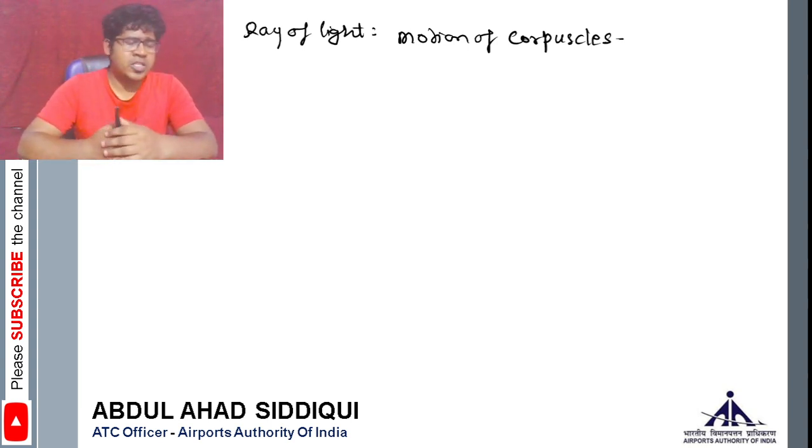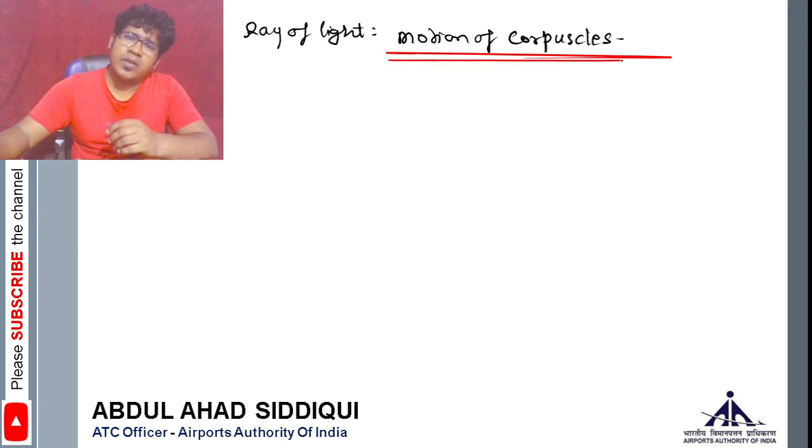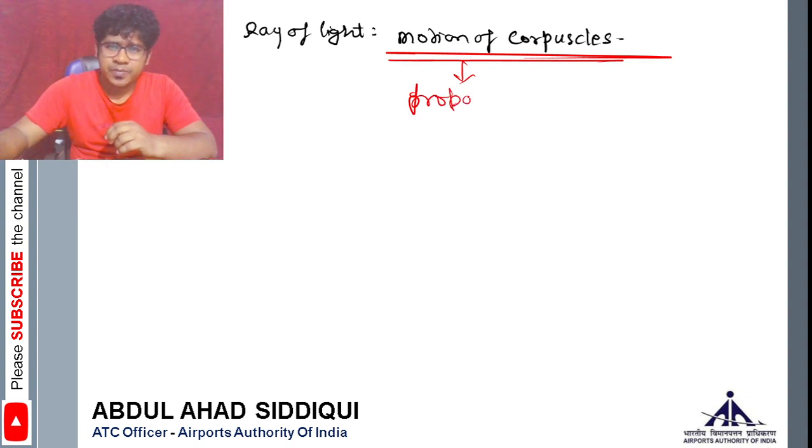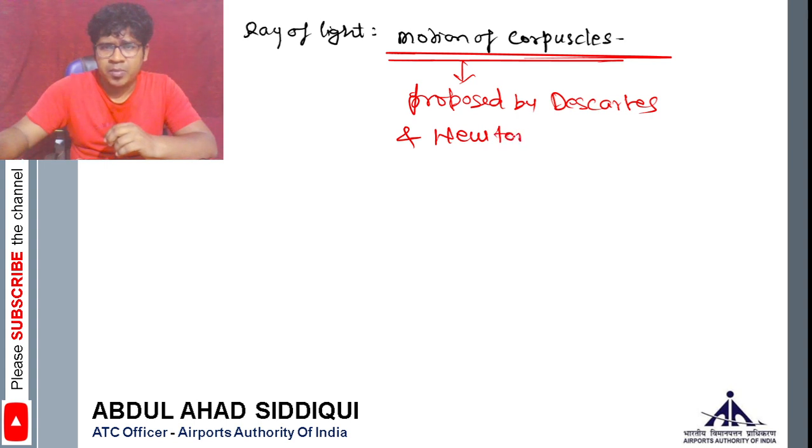So initially we will consider this, and I will discuss in detail what the corpuscular theory is. Basically, the corpuscular theory was proposed by Descartes, and Newton finally developed it. In wave optics we will discuss it in detail. Newton developed it. This theory you need to remember.